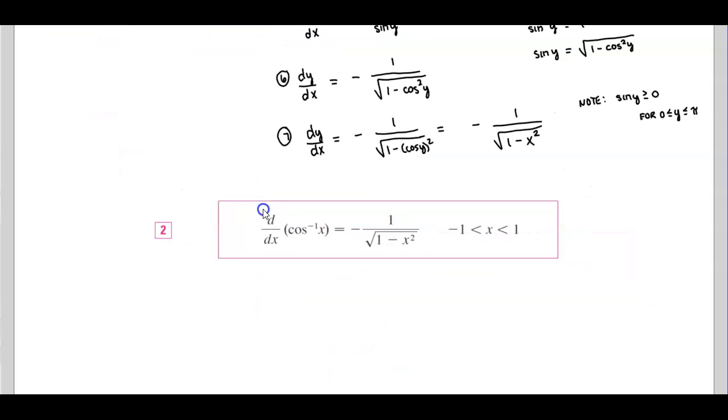So that gives us definition number 2. The definition number 2 tells us that the derivative with respect to x of the cosine inverse of x is equal to -1 over the square root of 1 minus x squared, where x is going to be between -1 and 1.